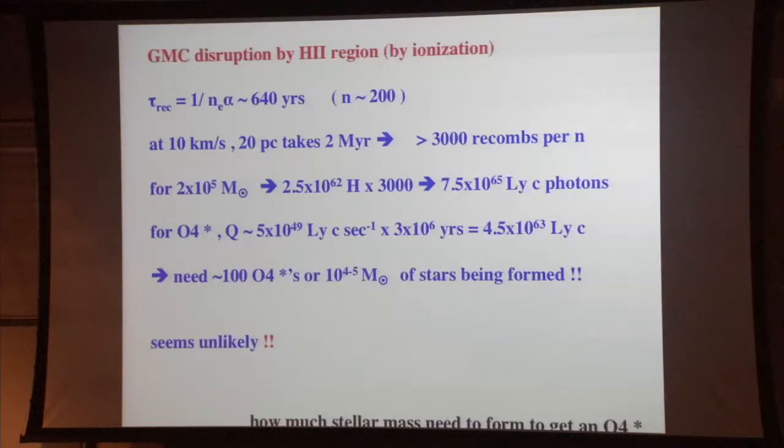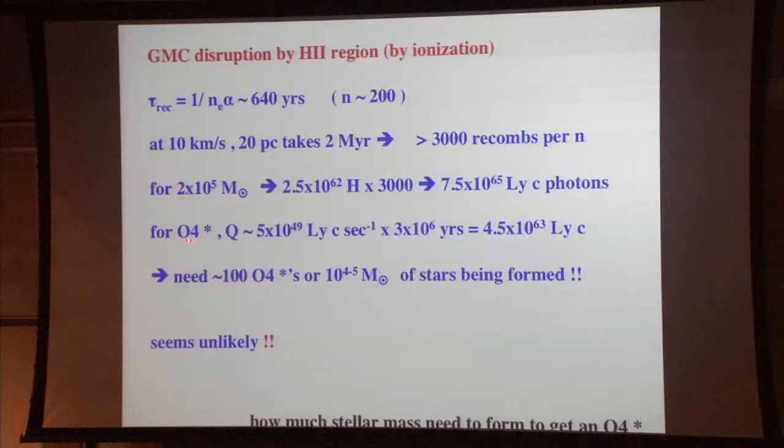So observationally, I think it's not supported, but numerically, the recombination time at density 200 per cc is about 640 years for ionized gas. At 10 kilometers per second, these ions traveling, say, 20 parsecs, it takes them 2 million years to get outside the cloud. So this is 3,000 recombination timescales. So basically, in order to maintain the ionization of each particle you're going to take from the inside of the cloud to the outside requires 3,000 Lyman continuum photons.